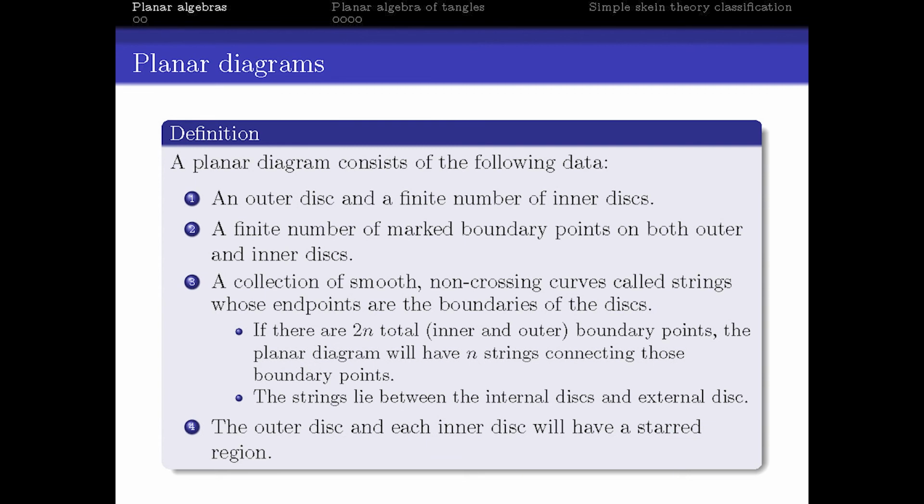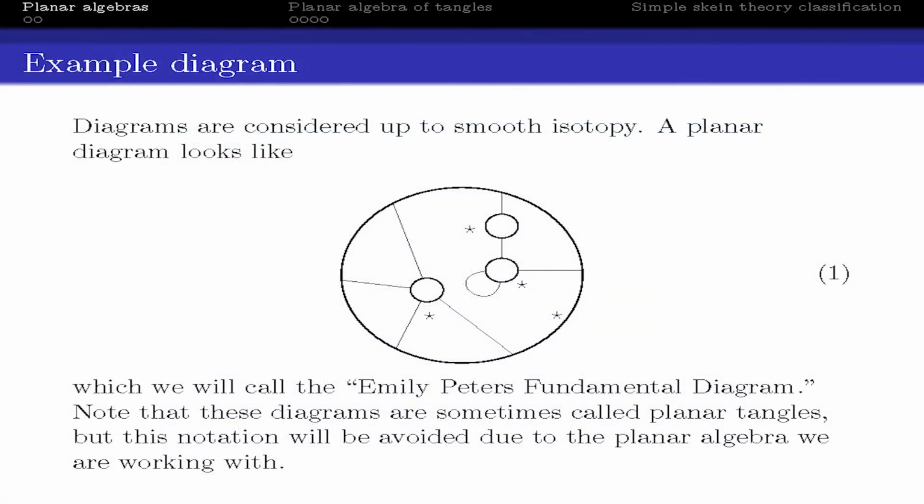So let's visualize this and look at an example. And so here we can see an example diagram. And all of these diagrams, by the way, are considered up to smooth isotopy. So a typical planar diagram might look like this. We see here that we have one outer disk and three inner disks, and we have some number of strings connecting to all of them. Notice here that it's possible to have a self-connecting string on either an inner disk or the outer disk. Each of the disks has a starred region.